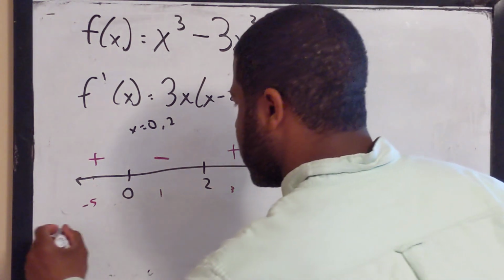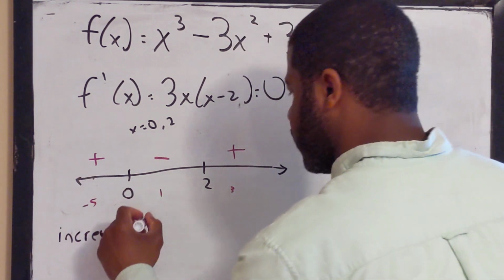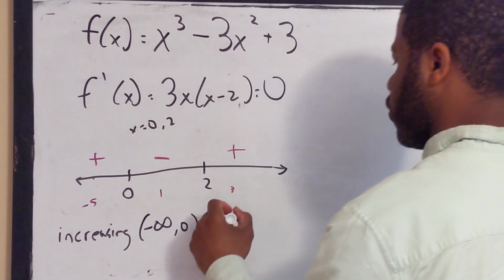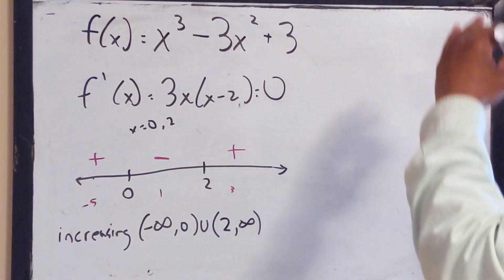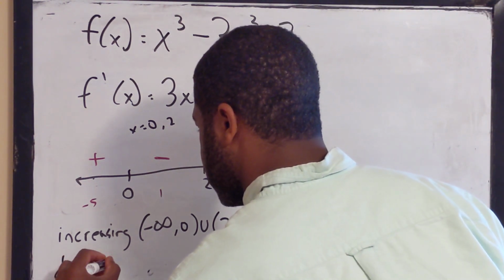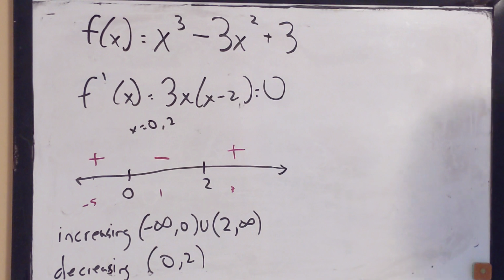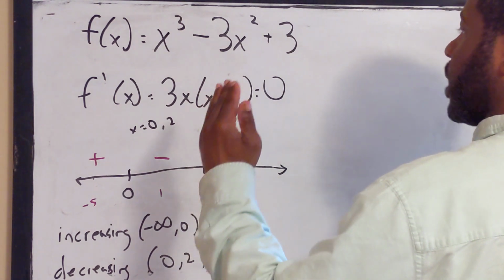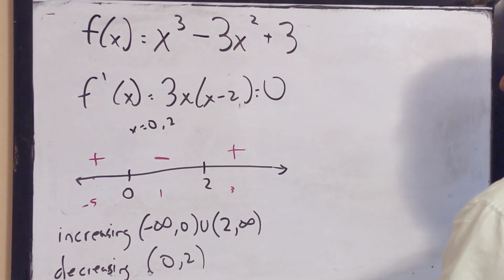From the interval, it is increasing because of this positive from negative infinity to 0 and also from 2 to infinity. This graph is going to be going up. All right? It is decreasing from 0 to 2. Now, we can use this. Anytime you increase, you're going to reach what? A maximum point. Anytime you decrease, you're going to reach a minimum point.